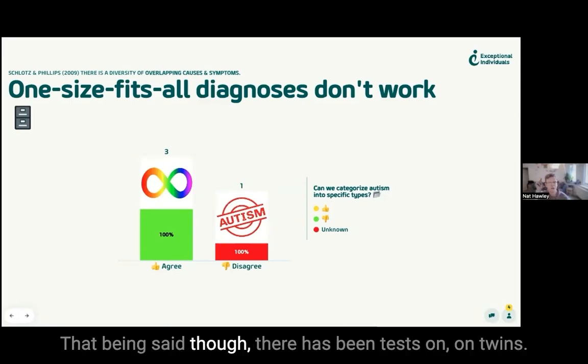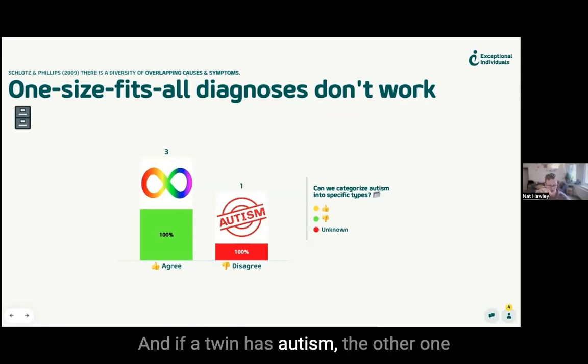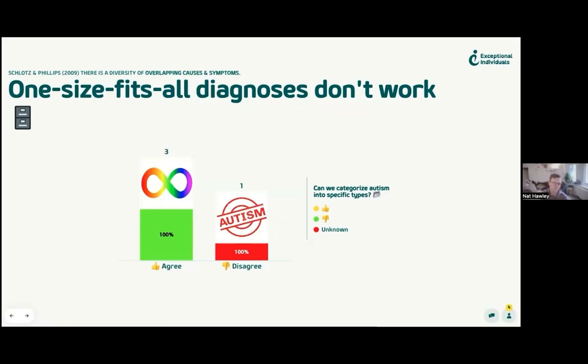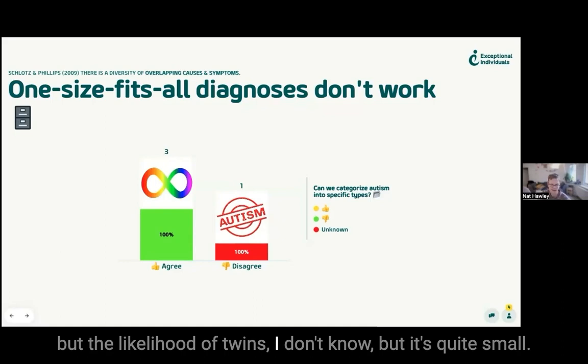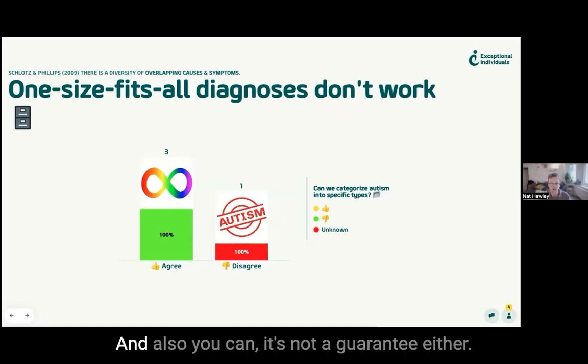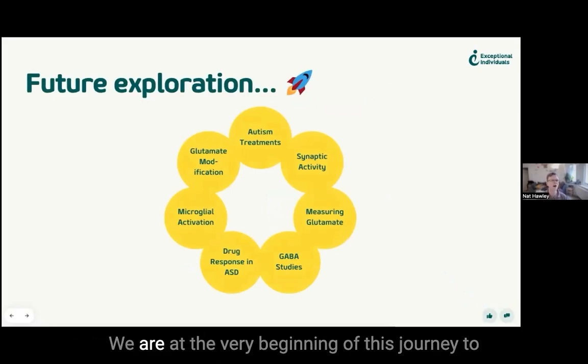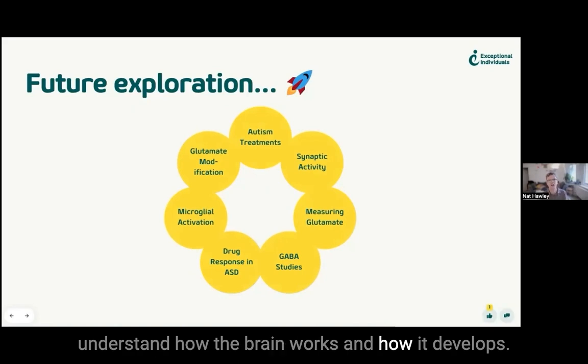That being said, there have been tests on twins. If a twin has autism, the other one is twice as likely to have autism as well. When it comes to genetically similar individuals, there is a high likelihood, but for twins the overall likelihood, I don't know, is quite small. And also it's not a guarantee either. Now, there are many, many areas for further investigation and exploration. We are at the very beginning of this journey to understand how the brain works and how it develops.